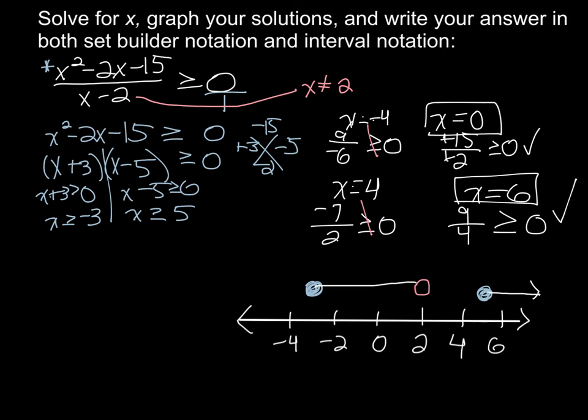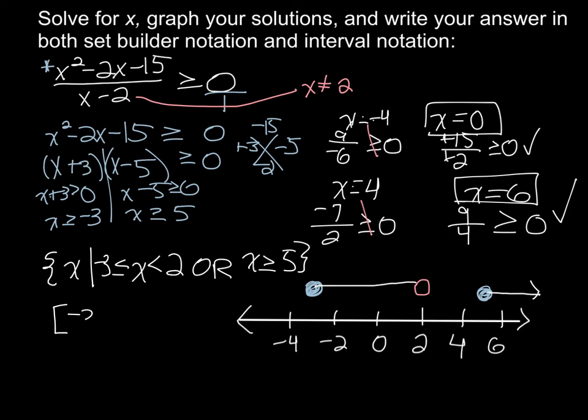Now, writing our answer in set builder notation, you use curly brackets. x, given that x is in between, including, so greater than or equal to the negative 3, but just less than the 2, or, because there's a gap in between, x is greater than or equal to the 5. In interval notation, closed bracket on the negative 3, but because it includes it, up to 2, not inclusive, or including the 5, up to positive infinity, not including positive infinity.